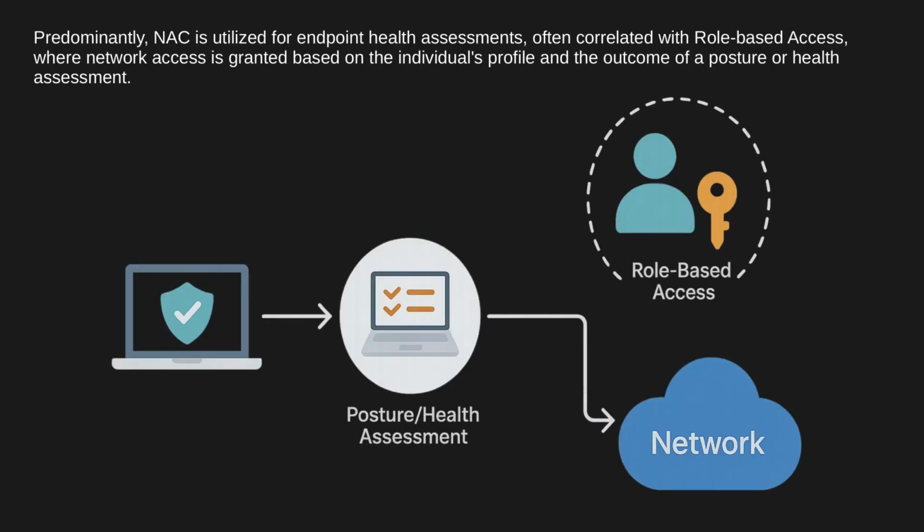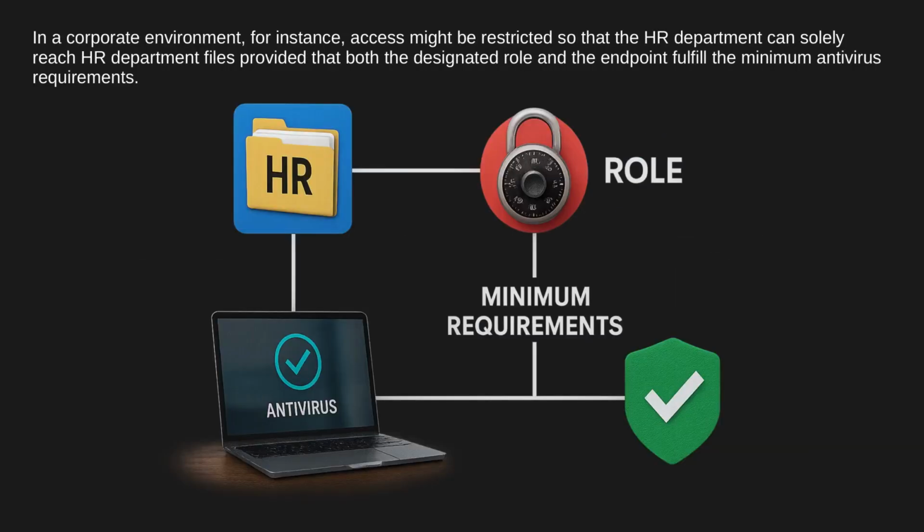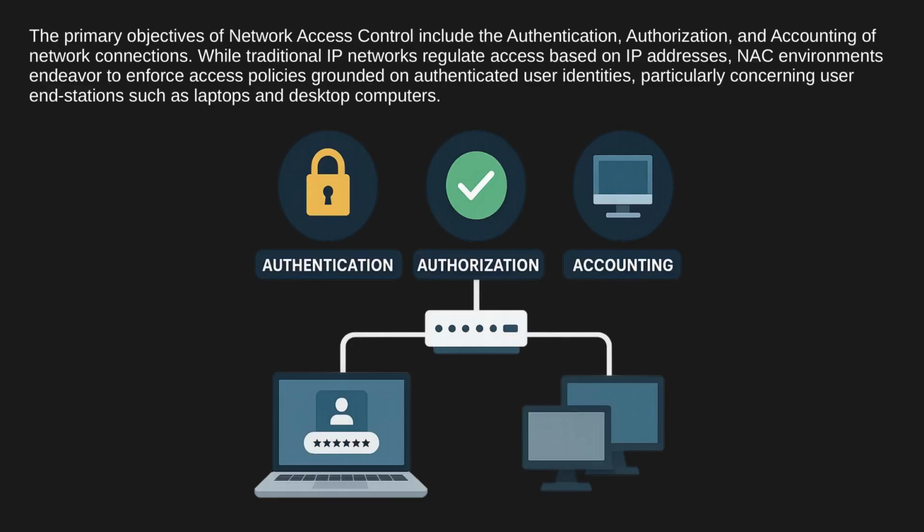Predominantly, NAC is utilized for endpoint health assessments, often correlated with role-based access, where network access is granted based on the individual's profile and the outcome of a posture or health assessment. In a corporate environment, for instance, access might be restricted so that the HR department can solely reach HR department files, provided that both the designated role and the endpoint fulfill the minimum antivirus requirements. The primary objectives of network access control include the authentication, authorization, and accounting of network connections.